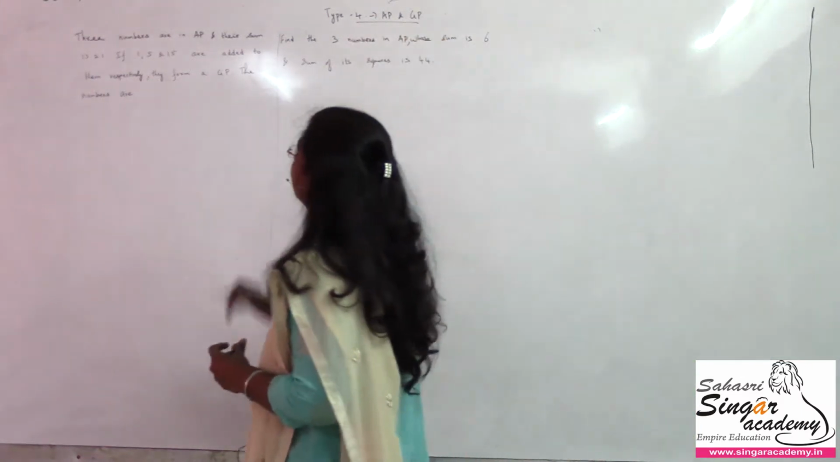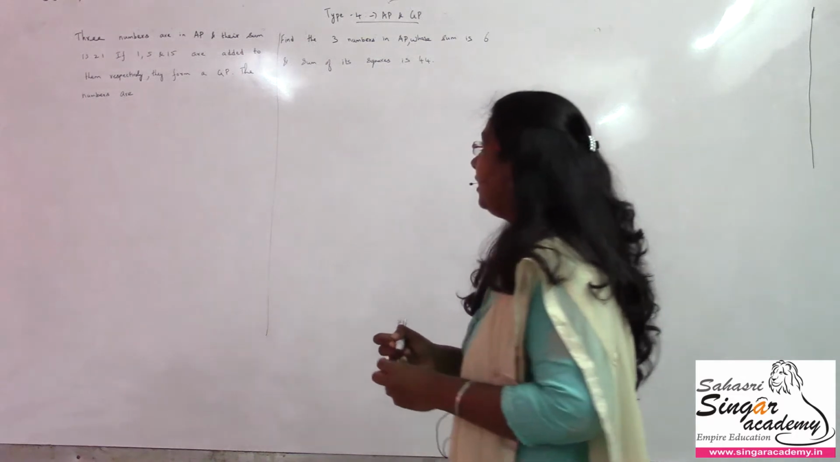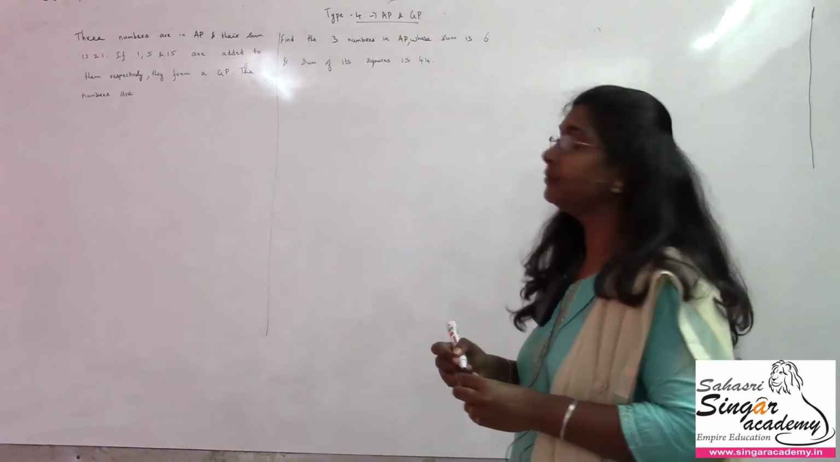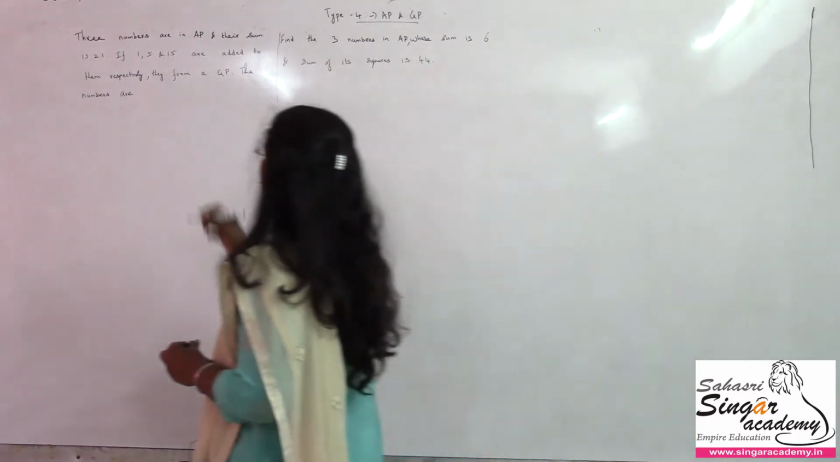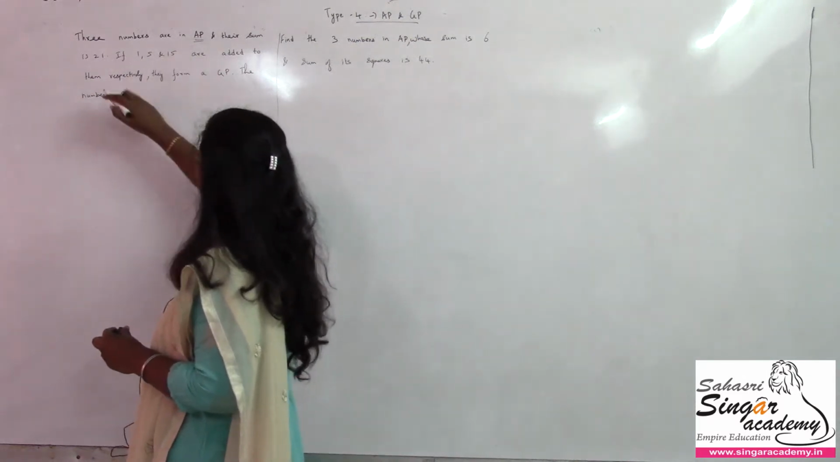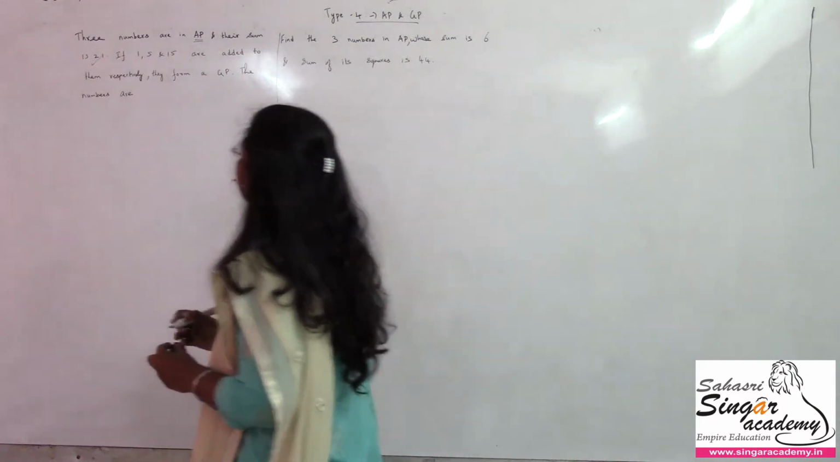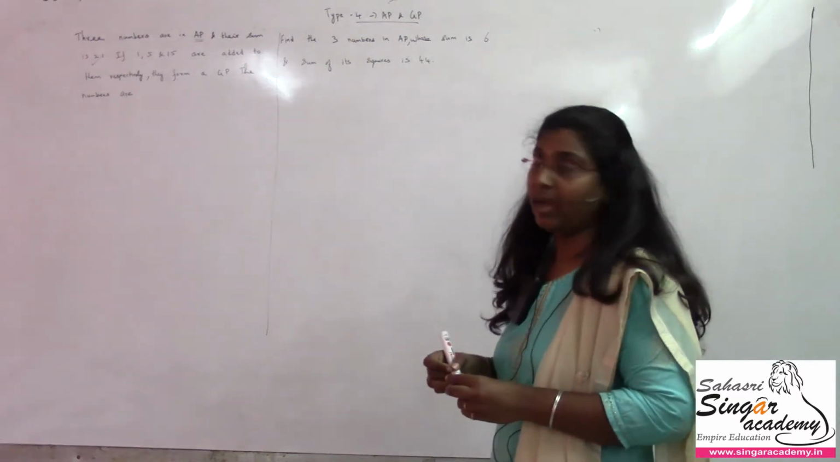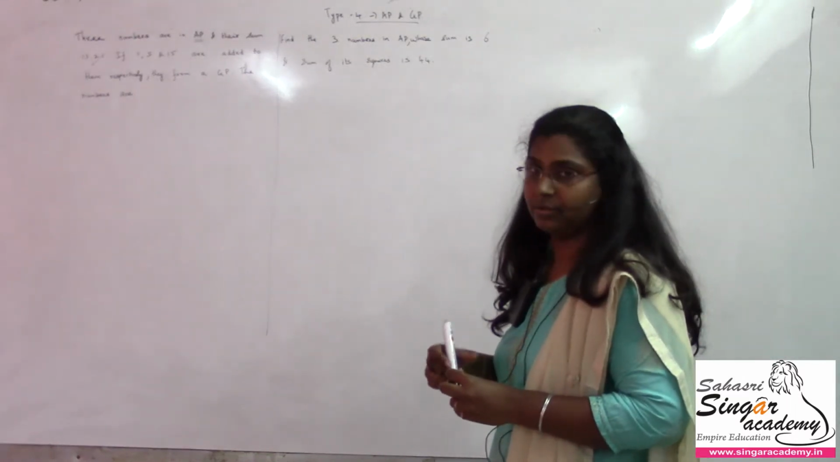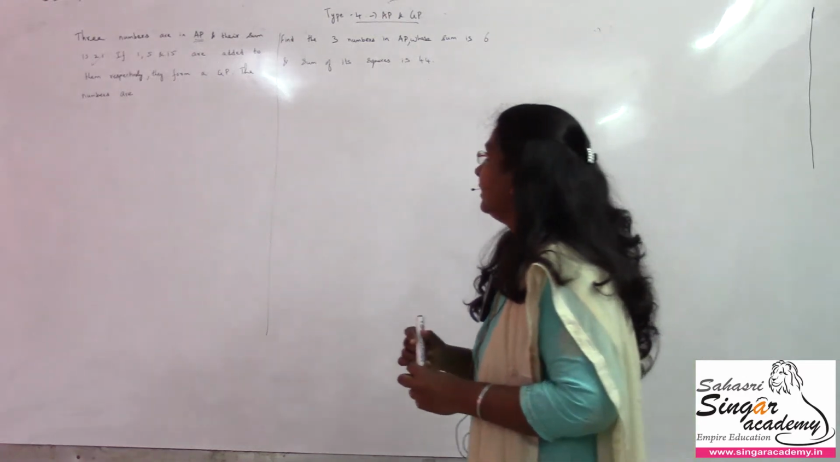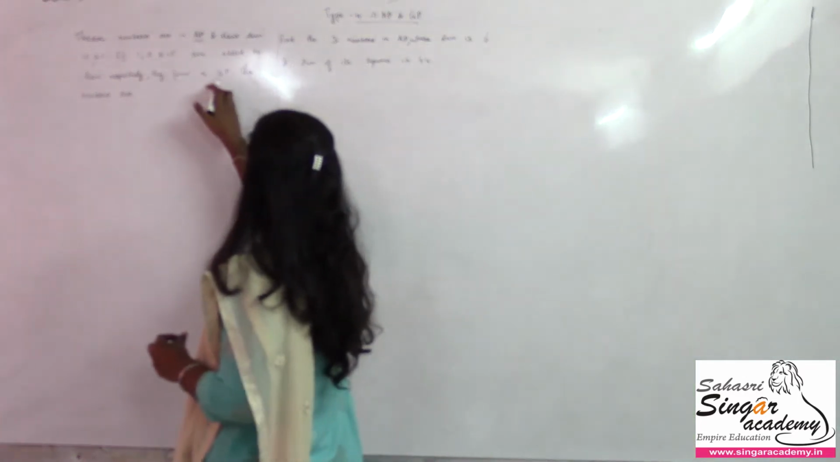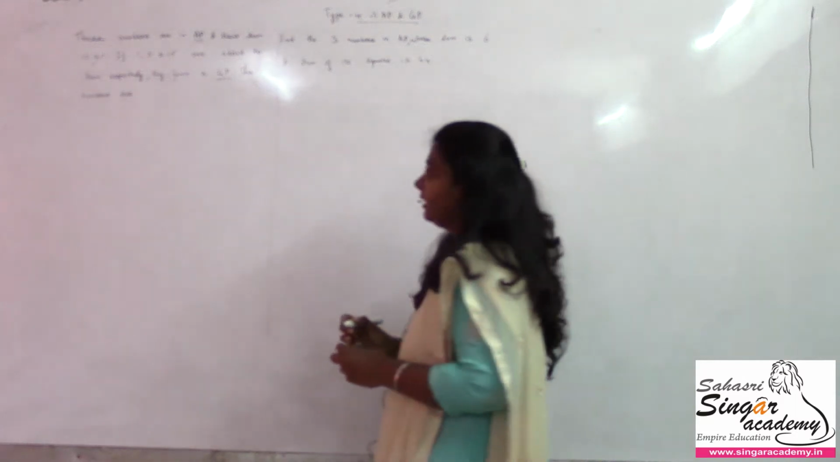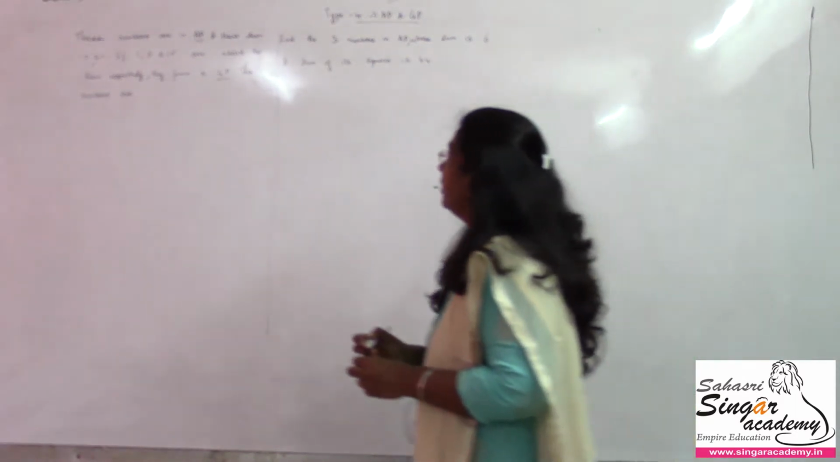First problem, 3 numbers are in AP and their sum is 21. So I have 3 numbers in an AP and if I add them it will be 21. If 1, 5 and 15 are added to them respectively, in order, they form a GP. So it's an AP and GP problem. We have to find the numbers.